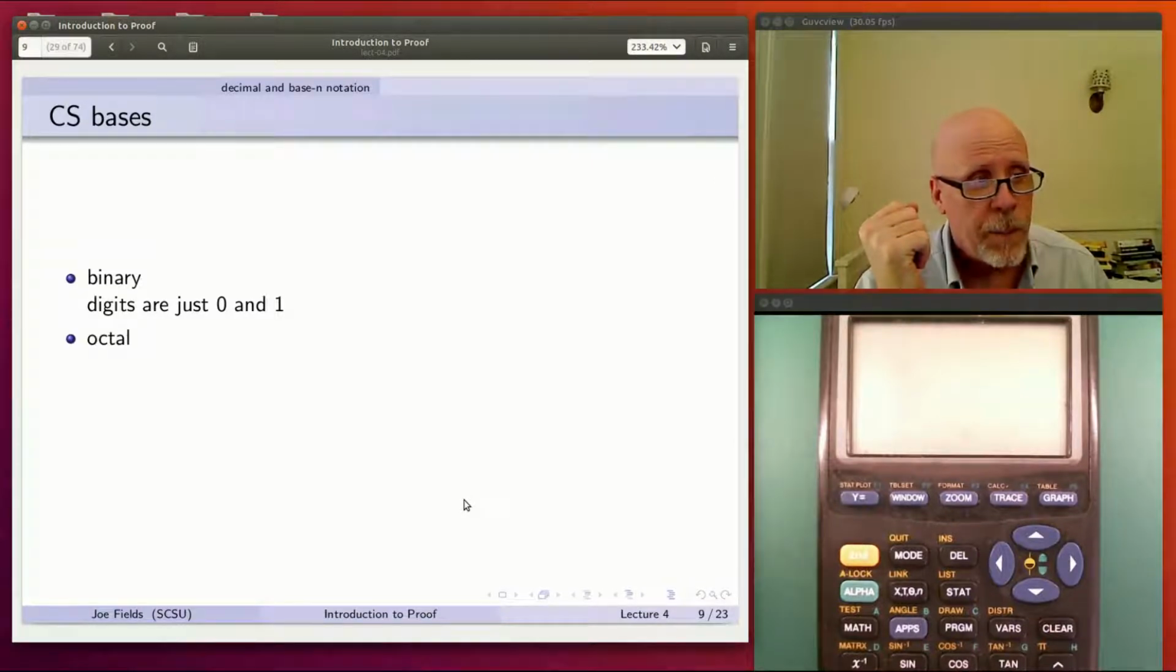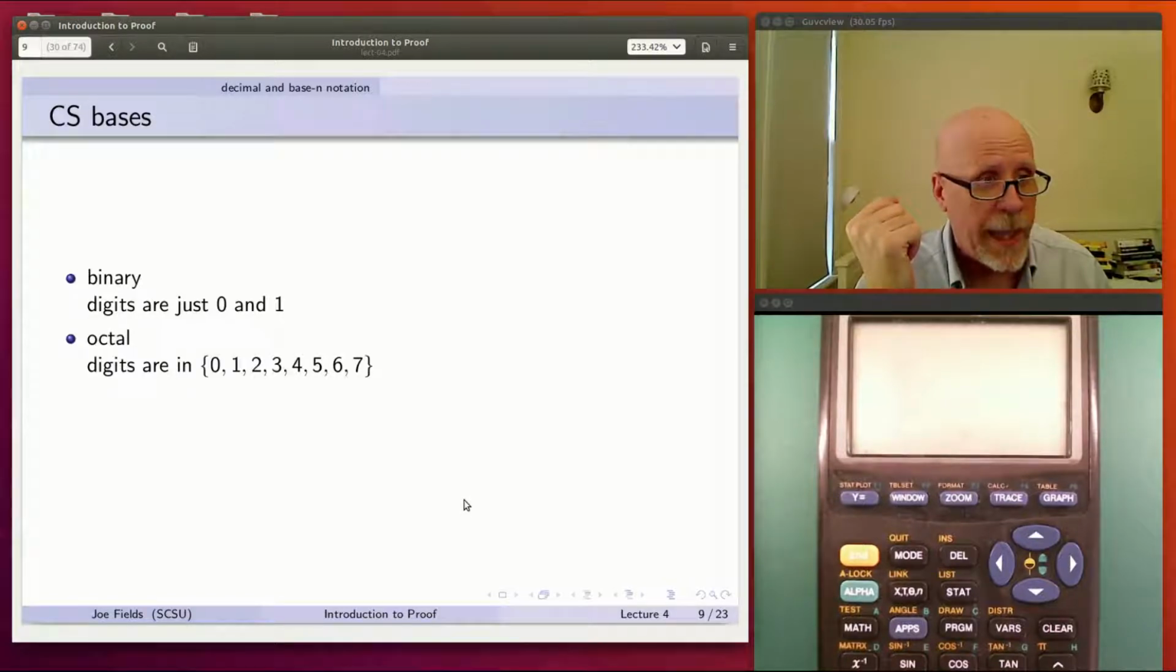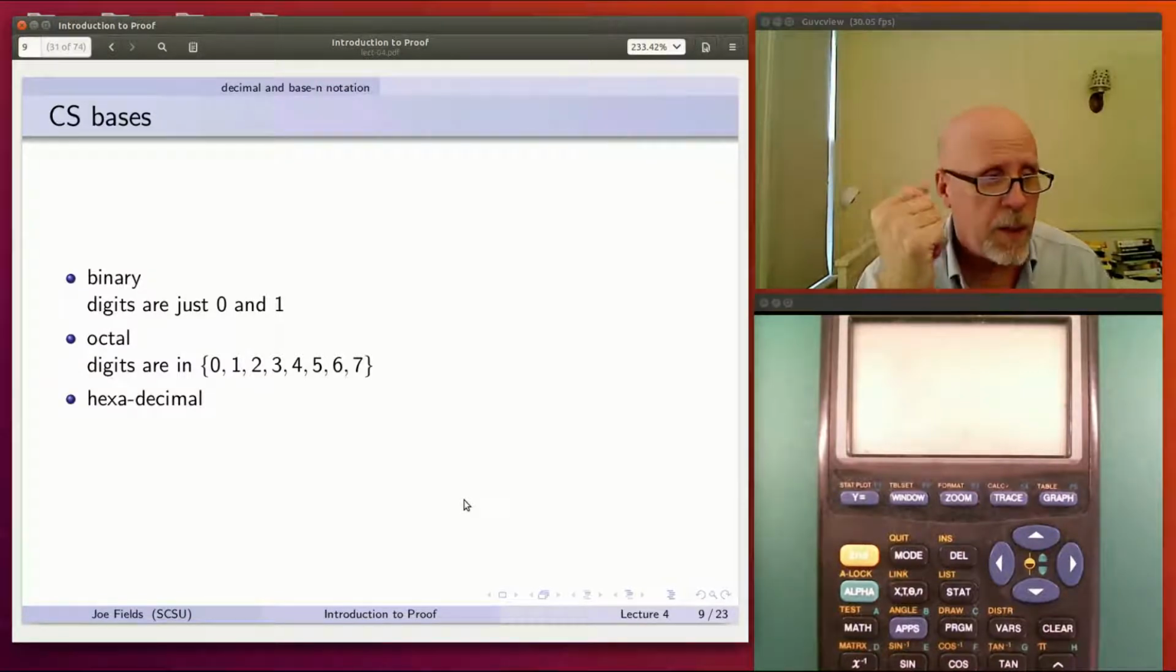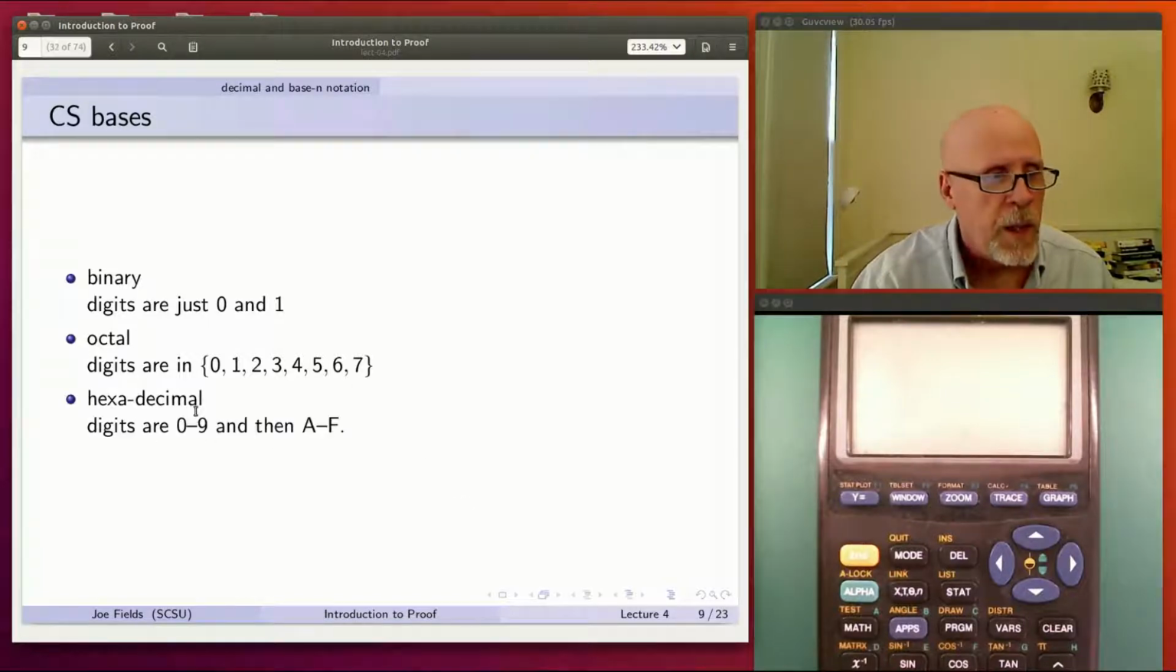Octal, maybe the word octal sounds to you like octagon, or are there other words that start with oct like that? Anyway, octal means base 8. So the digits are 0 through 7. And hexadecimal, if you think about it right, hexa is 6 and deci is 10, and so that's 16, base 16. There your digits are everything from 0 through 9, and then additionally we'll use the letters A through F as the digits.